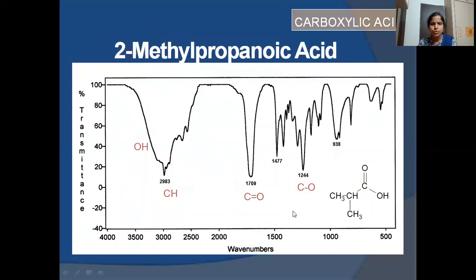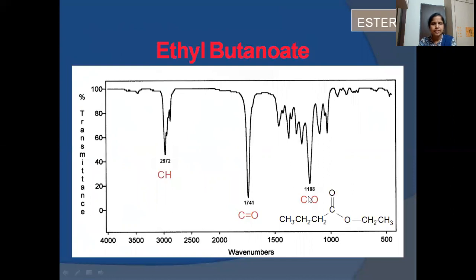Then 2-methyl propanoic acid. Again we have taken an acid because we have C single bond O. Again the same example: a broad band for OH, a C double bond O band, then a C single bond O band. Ethyl butanoate: here also we come across C single bond O, so we are taking the example again, for C double bond O as well as C single bond O groups.